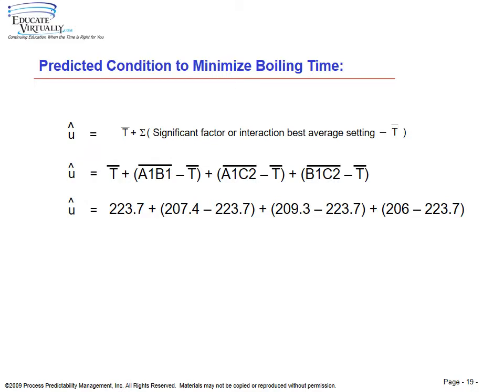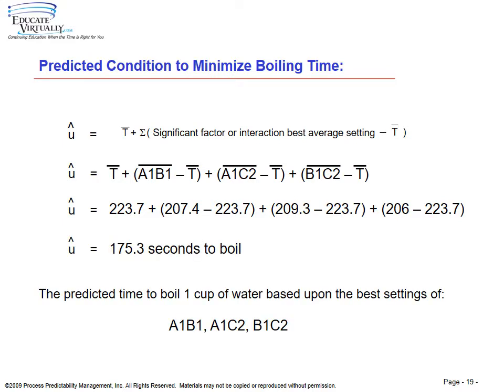When we plug in the numbers, T-bar was 223.7, the A1, B1 level average was 207, the A1, C2 level average was 209, and the B1, C2 level average was 206. That results in a prediction of 175.3 seconds to boil 1 cup of water in the microwave based on using settings of A1, B1, A1, C2, and B1, C2, and the fact that we have significant combined effects of all of these factors.